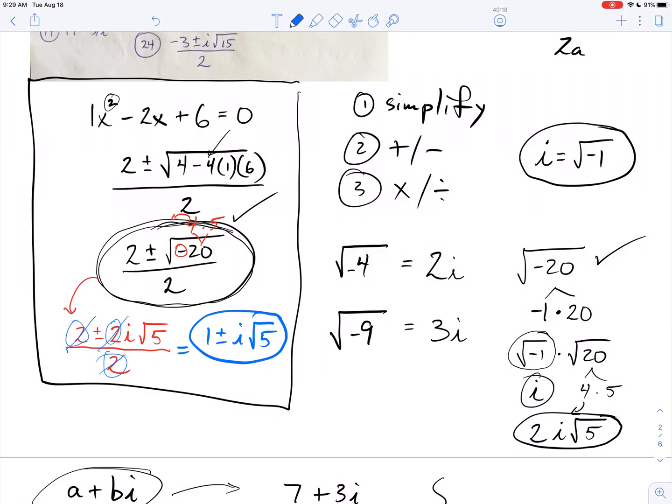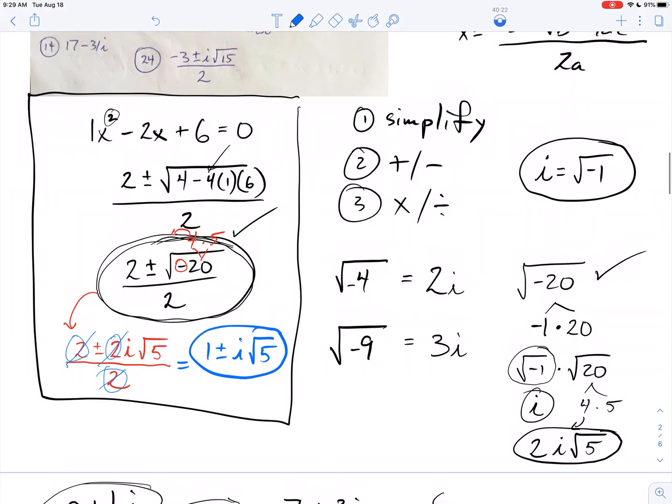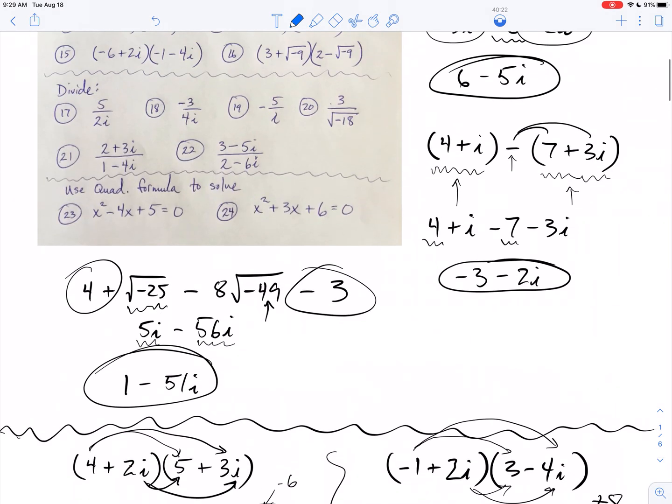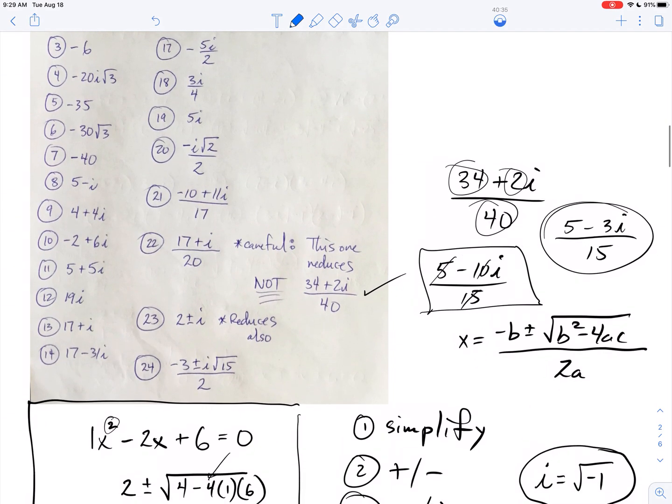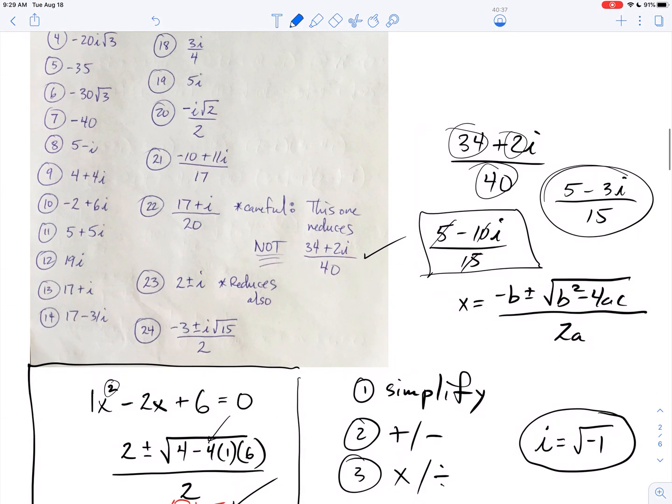So guess what? When you guys get to the bottom of my worksheet here, I'm going to ask you to do 2 quadratic problems for me. Solve using the quad formula. Solve using the quad formula. Okay? Your calculator's not going to do this correctly. You've got to know how to do it. So you'll notice, number 23, it says reduces. Number 24, it does not reduce. Some things reduce, some things don't.